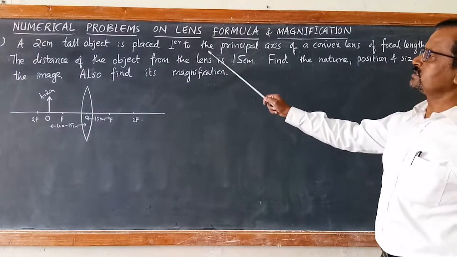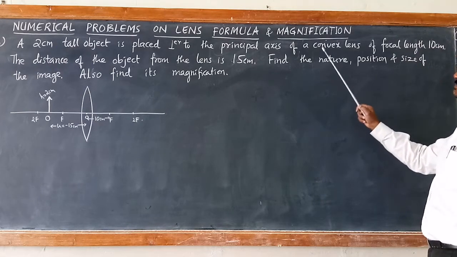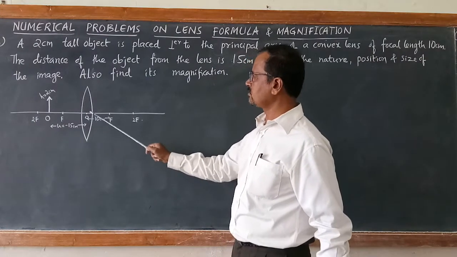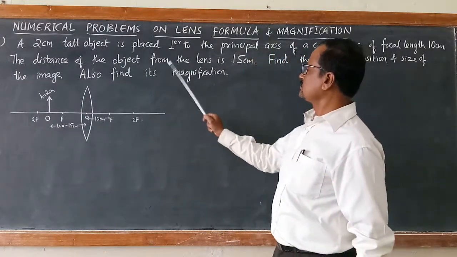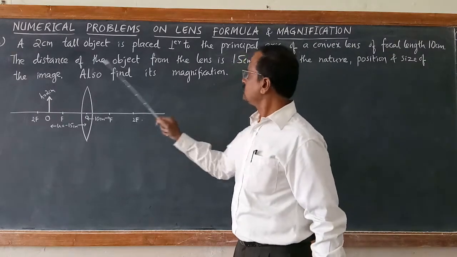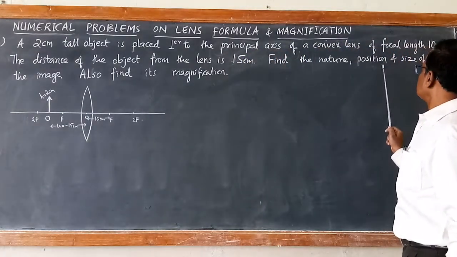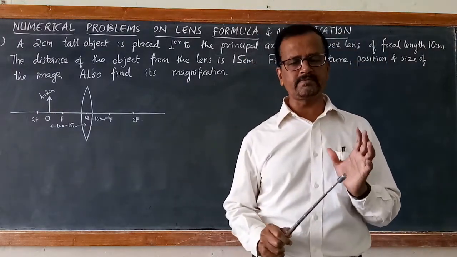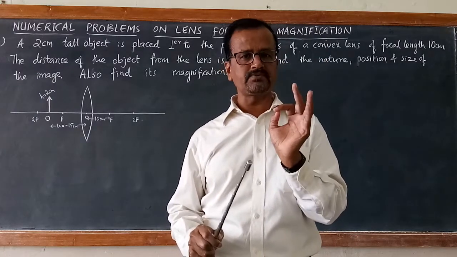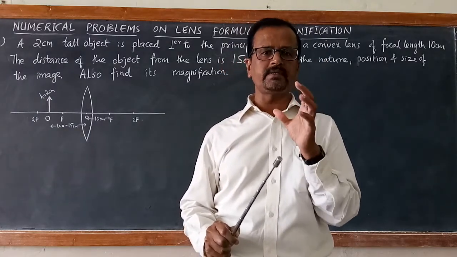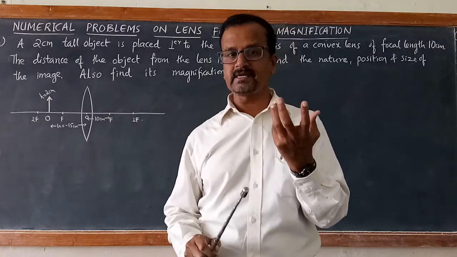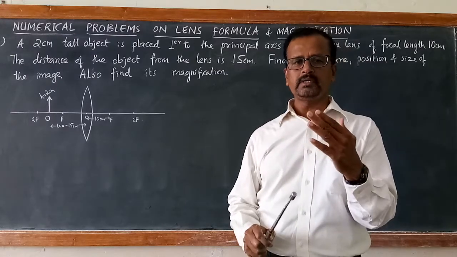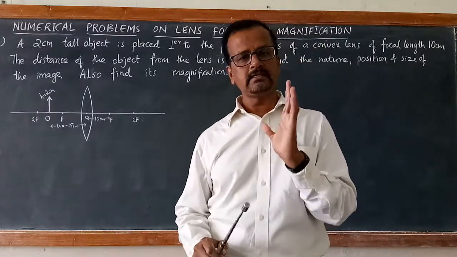A 2 cm tall object is placed perpendicular to the principal axis of a convex lens of focal length 10 cm. The distance of the object from the lens is 15 cm. Find the nature, position and size of the image. You are asked to find out the image distance first. Then the nature of the image and the size of the image. By calculating magnification, we will come to know the nature of the image, and then we will go for calculating the size of the image.